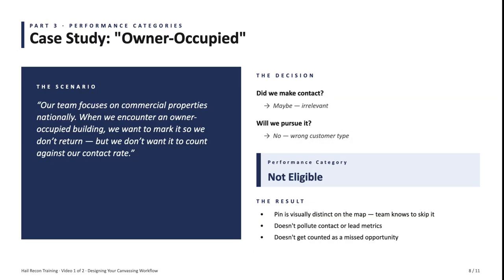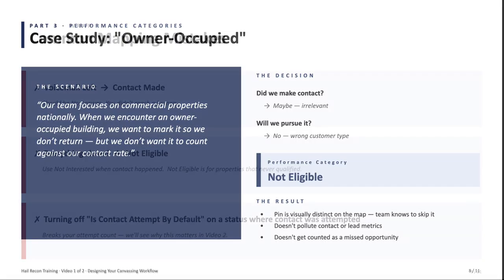Quick example. A commercial-focused team occasionally encounters owner-occupied residences. Wrong customer type. They want a way to mark these so no one returns, but without messing up their metrics. The answer is not eligible. The pin shows up on the map with a distinctive icon. The team knows to skip it, but because it maps to not eligible, it stays out of your contact and lead funnel. Your metrics stay clean.